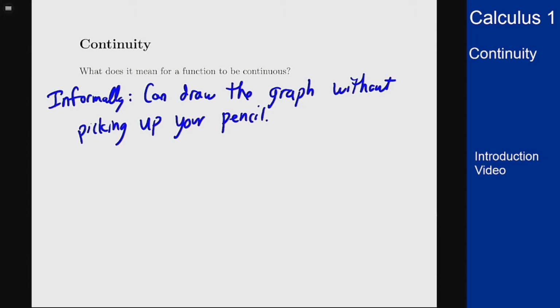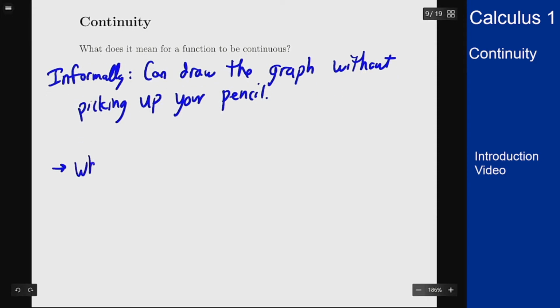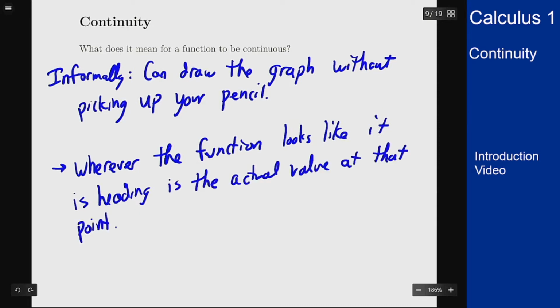We actually take this and move towards a more formal definition. If you're drawing the graph without picking up your pencil, that means that wherever the function looks like it's heading at a certain value, that's where the function actually is. You should recognize this from our discussions before. Where the function is heading is really a limit. And the value here is the actual function value at that point.